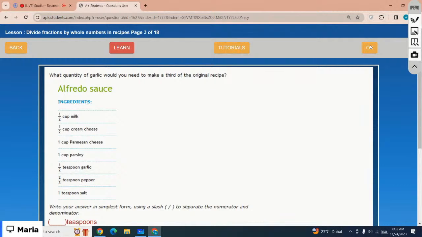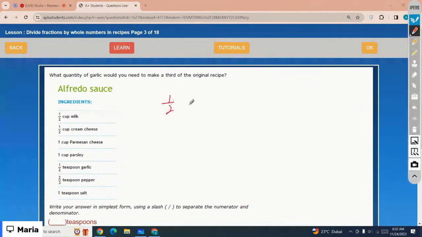The correct option is 1 over 6, right? 1 by 2 divided by 3. So 1 by 2, replace this division sign, so that would be 1 over 3. Times 1 is 1 and 3 times 2 is 6. So the correct option is 1 over 6.